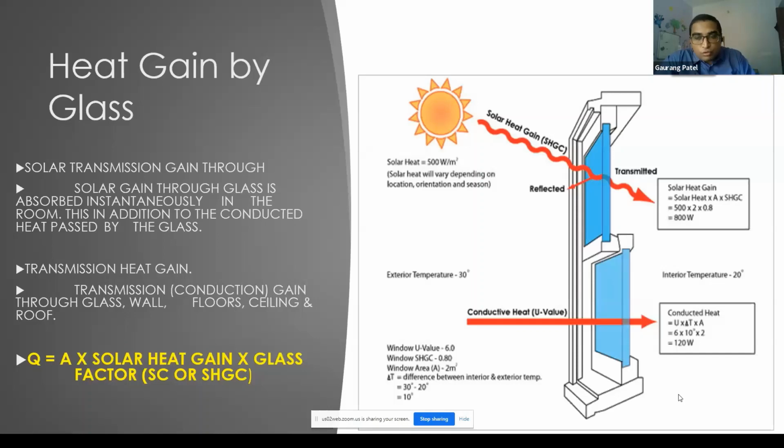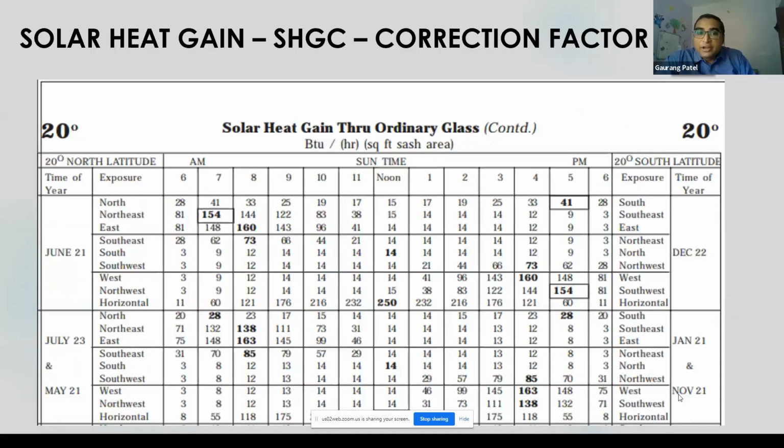So let's come back again to this glass one. For glass heat transfer, we have two important parameters: solar heat gain, which is a property of where the location is, and second is the glass factor, which is what amount of glass there is and what the shading factor of that glass is. Now, how to calculate the solar heat gain through any glass? There are various tables provided in our standard data book, which define the amount of solar heat gain through any plain ordinary glass.